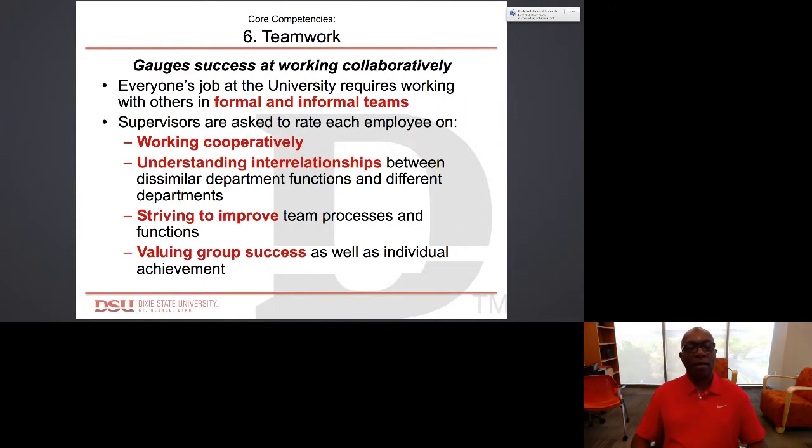Teamwork. Teamwork measures success at working collaboratively. Everyone's job at the university requires working with others in formal and informal teams. Supervisors are asked to rate each employee on working cooperatively, understanding interrelationships between dissimilar department functions and different departments, striving to improve team processes and functions, and valuing group successes as well as individual achievements.